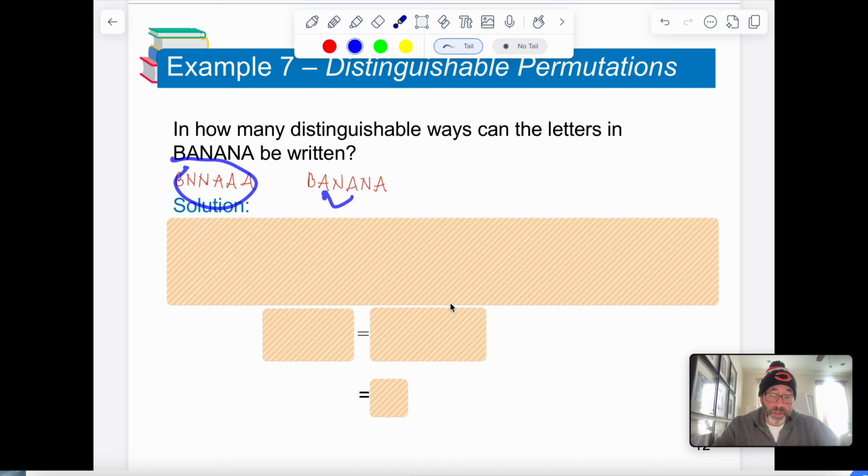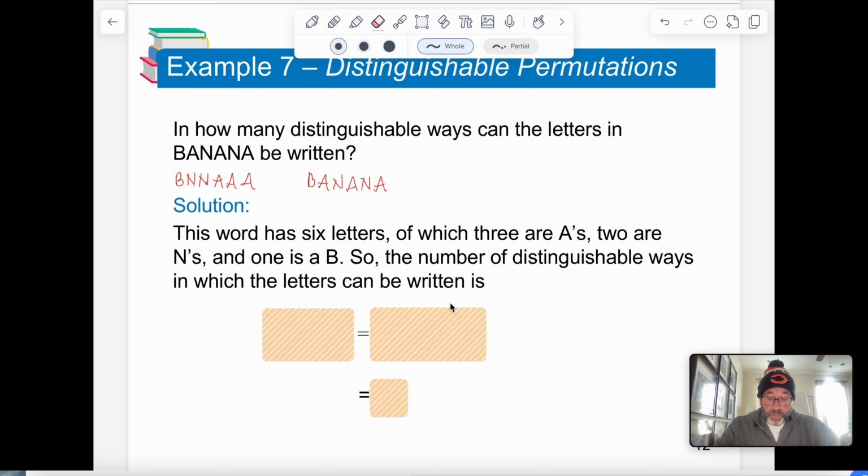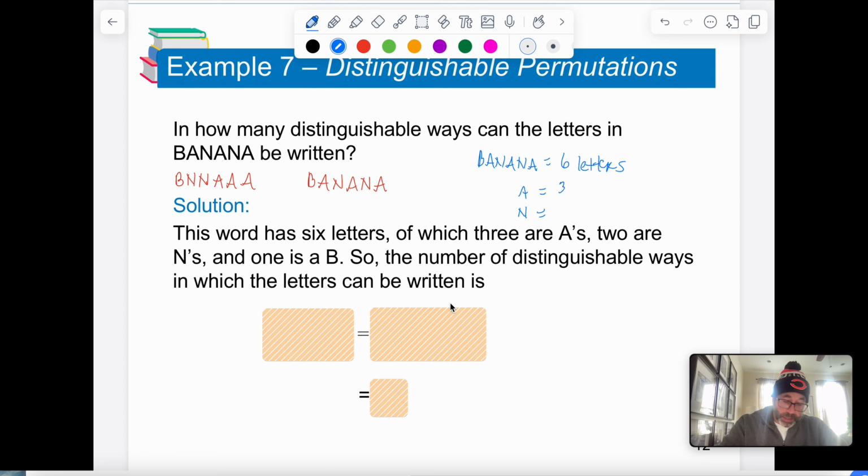So how do we do this? Well, we break down the letters and how many there actually are. The word banana has 6 letters. Okay, there's a total of 6 letters. As far as the A's go, there are 3. As far as the N's go, there are 2. And as far as the B's go, there's only 1. So these are each of the individual events.